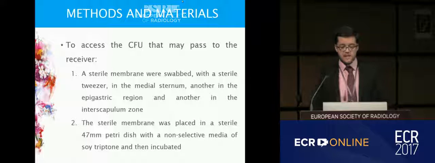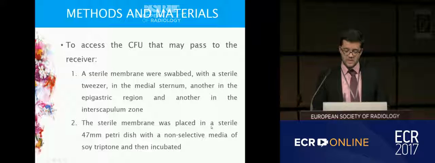So, to assess the colony-forming units that may pass to the receiver, there were two steps. A sterile membrane was swabbed with the help of a sterile tweezer in the medial sternum, another in the epigastric region, and another in the interscapular zone of the patient. The sterile membrane was placed in a sterile 47 millimeter Petri dish with a non-selective media of soy tryptone and then incubated. Non-selective because all the bacteria can proliferate in this.